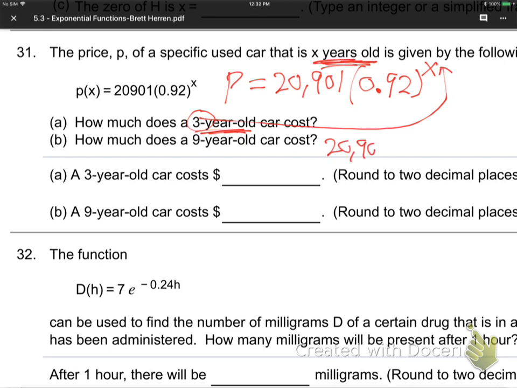20,901 times 0.92 to the third. Hit the buttons on your calculator. Answer goes right there. Part B, plug in a 9. Hit the buttons on your calculator.